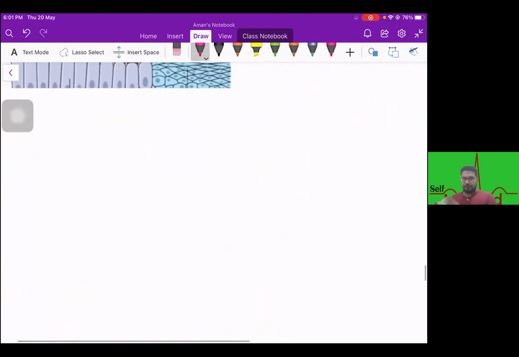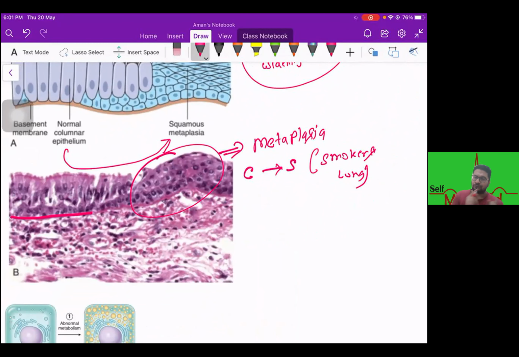In Barrett, you will see just the reverse. In Barrett esophagus, squamous epithelium will be replaced by columnar epithelium. That columnar epithelium will be the intestinal type of columnar epithelium. Okay, let me move ahead.